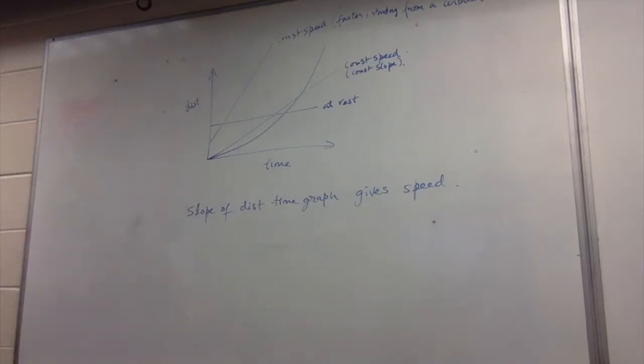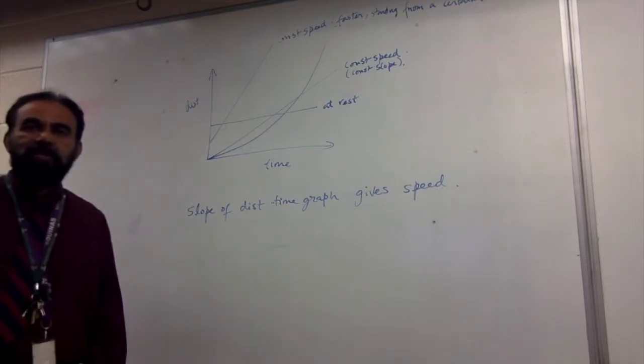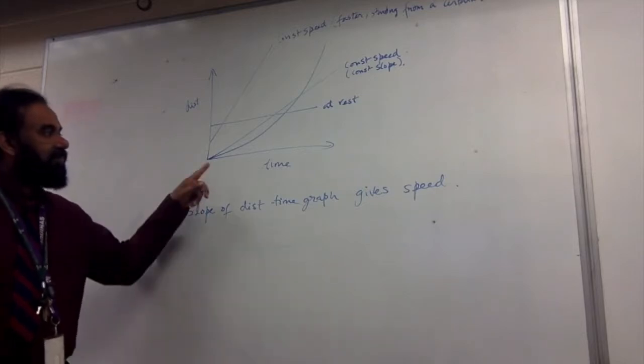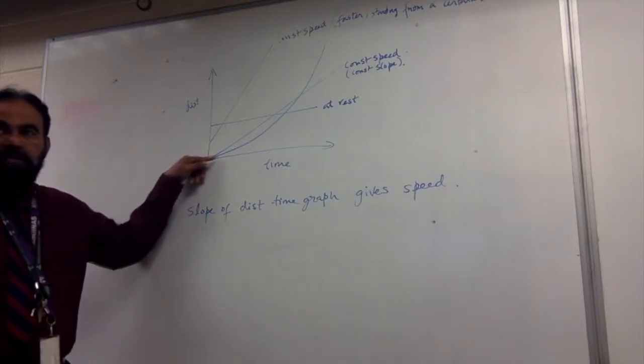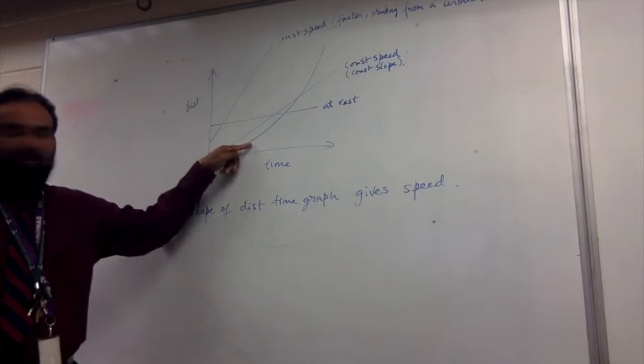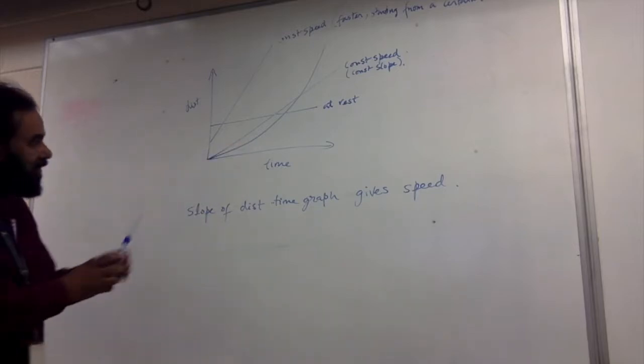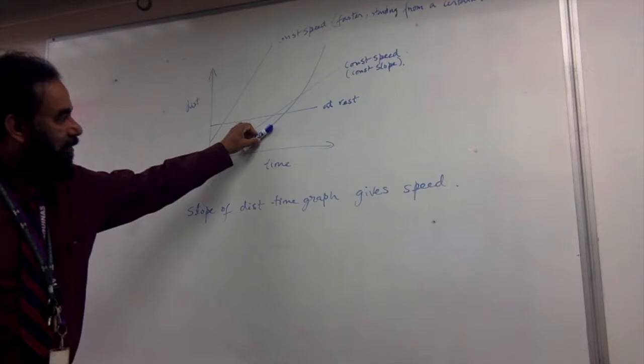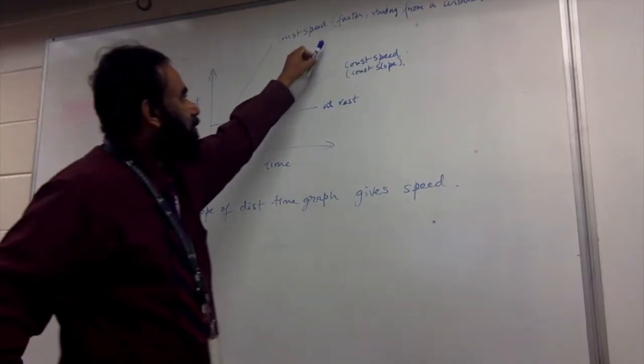We have not touched the definition of acceleration yet, so I'll say increasing speeds for the time being. Why do we say it's increasing speeds? Because, what is the slope here? Small. And the slope here? Bigger. You can see the slope here is small, slope is bigger, slope is bigger, slope is bigger.